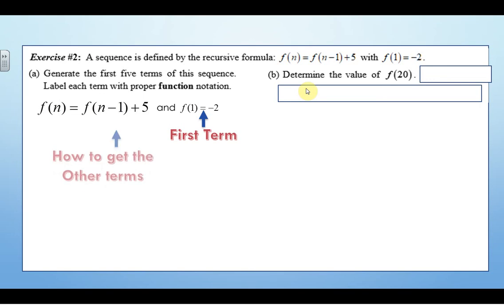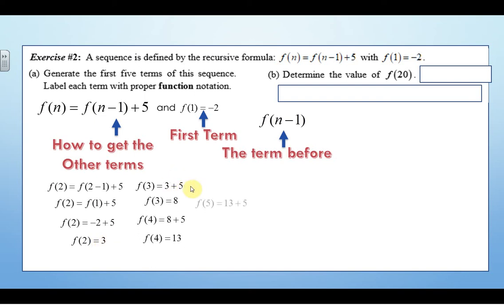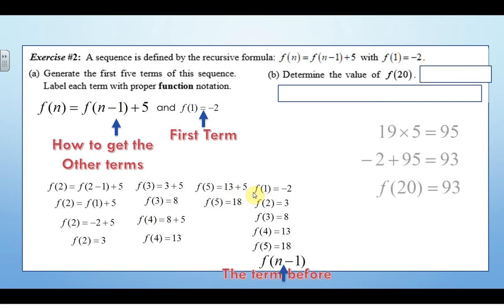So we have our first term, which is -2. If I want to get to the next term, all I'm doing is adding 5 to every term. So here's how the notation would work. You would plug it in. -2 plus 5 is 3. Again, this means the term before. So now that we have 3, 3 is the term before, plus 5 is 8. 8 is the term before, plus 5 is 13. 13 is the term before, plus 5 is 18. So there are your first 5 terms, and this is the function notation. It looks scarier, but really you're just adding 5 to every term.